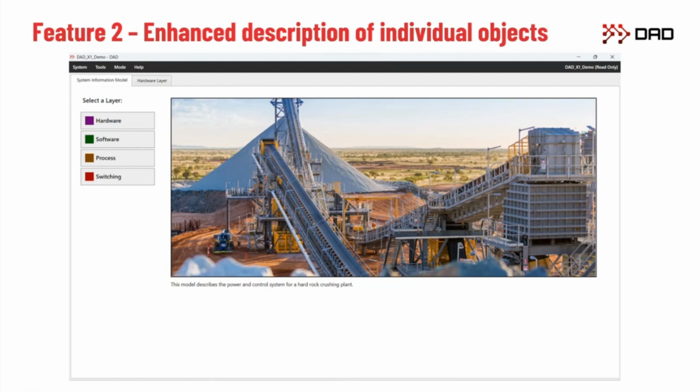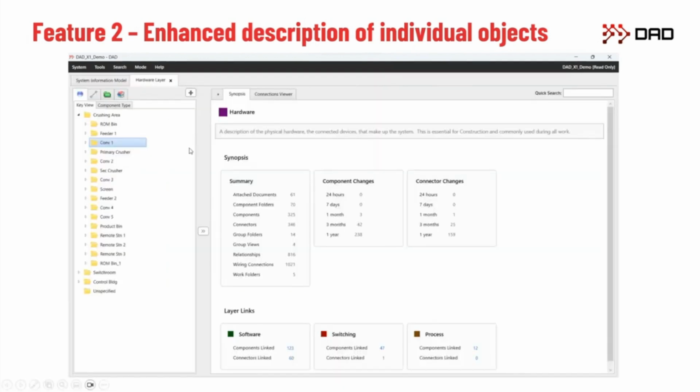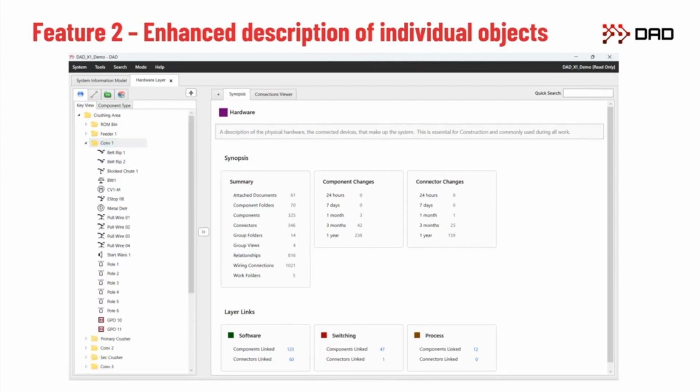So if you imagine that and jump back into the hardware layer, you can then see over on the key view where we've got conveyor 1 there. We're able to then expand that and see all of those components that sit within conveyor 1. And really these are what you would observe on the real asset as you imaginary walk up that particular conveyor. This is what you would see, the list of components.